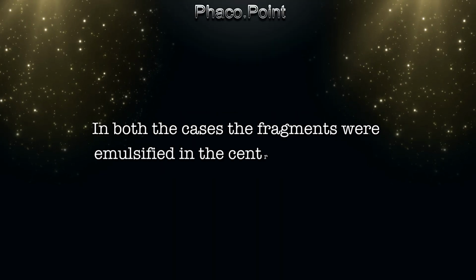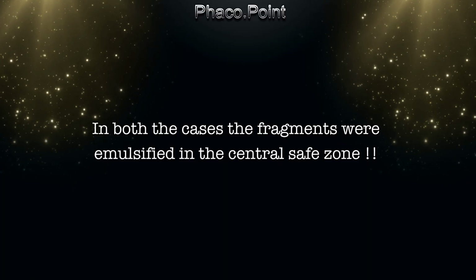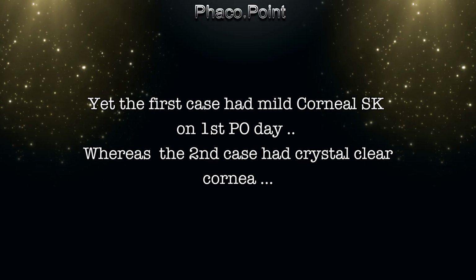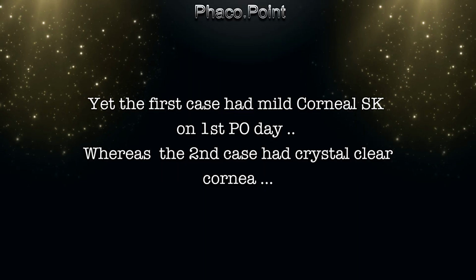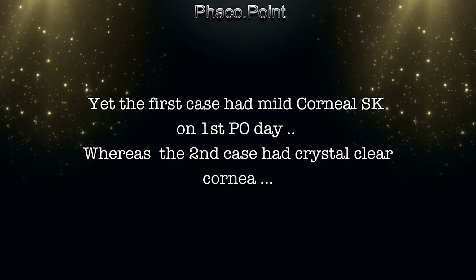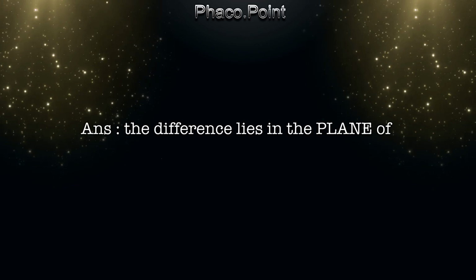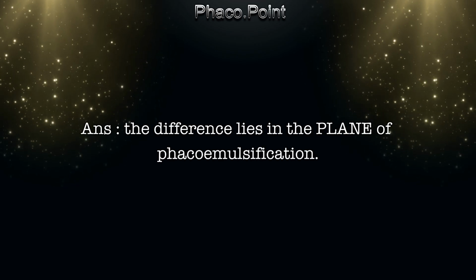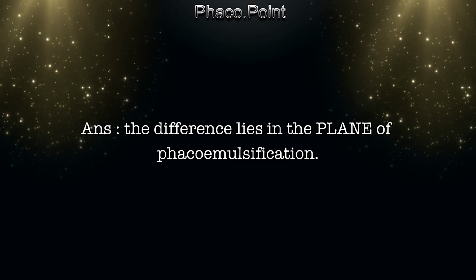In both cases also, you find that the fragments were emulsified only in the central safe zone. Yet, the first case had mild corneal striate keratopathy on the first post-op day, whereas in the second case, the cornea was crystal clear. So what was the difference in these two cases? Well, the answer, I think, lies in the plane of Phaco emulsification, or the depth at which Phaco is performed.